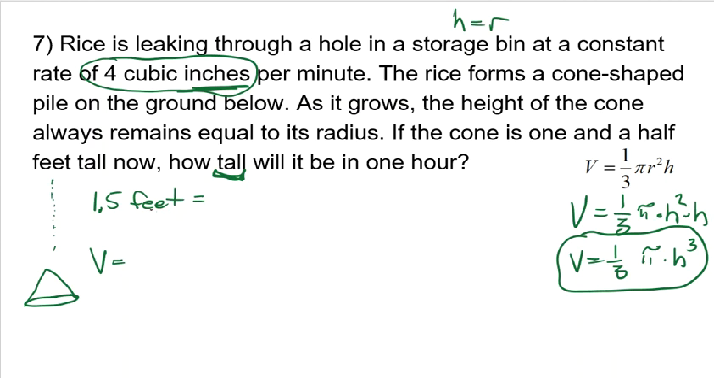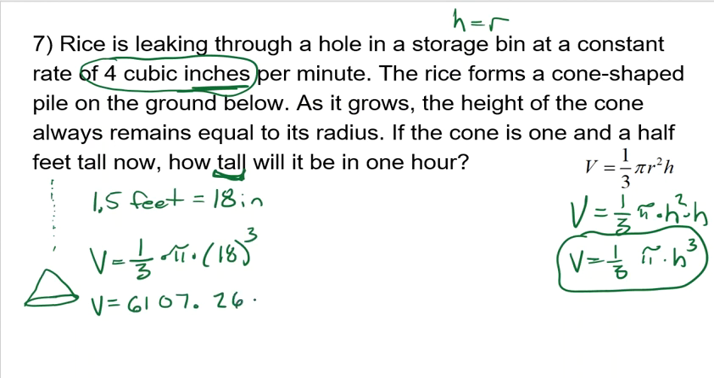So 1 foot is 12 inches. 1/2 foot is 6 inches. So 1.5 feet would be 18 inches. So the current volume of my cone is 1/3 times pi times the height of 18 inches cubed. I'm going to go ahead and use my calculator to find that. I'm literally typing in 1/3 times pi times 18 cubed, and I get 6107.26. And that is cubic inches. Okay, that's the volume right now.